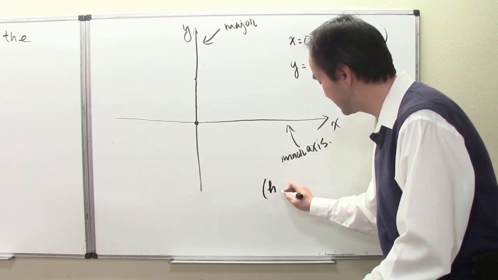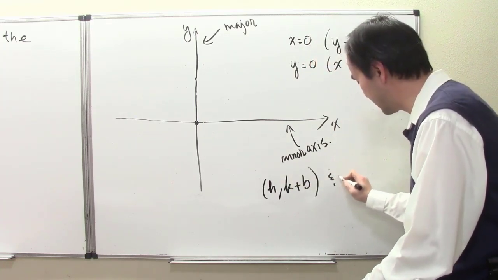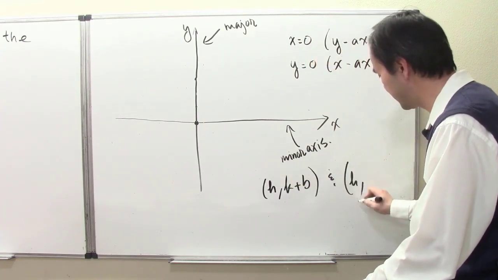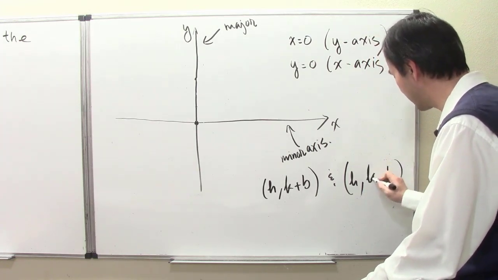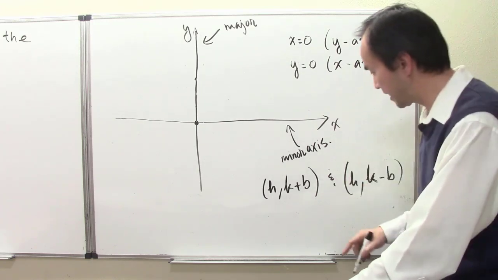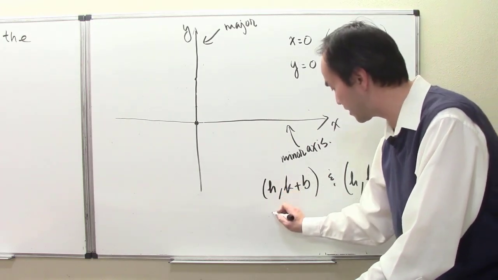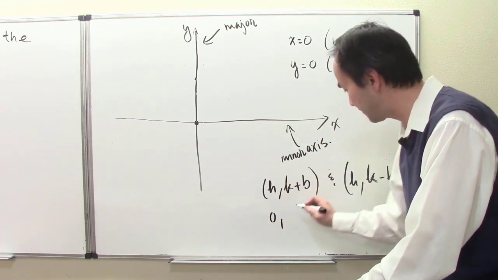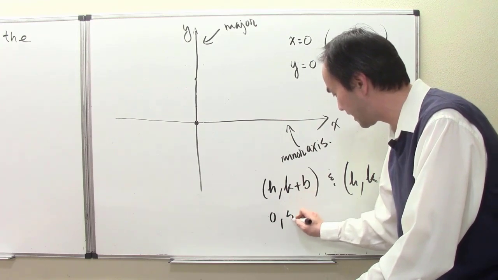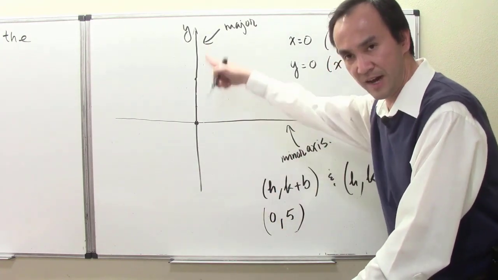(h, k + b), and the other intercept is (h, k − b). In that case, our h value, listed on the other board, was 0, our k value is also 0, and our b value was 5. So 0 plus 5 makes it 5. So we have one intercept right here on the vertical axis.